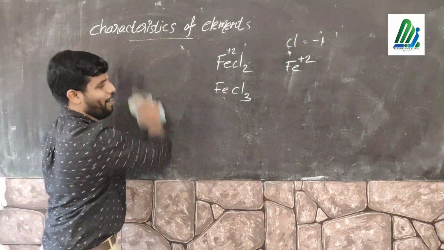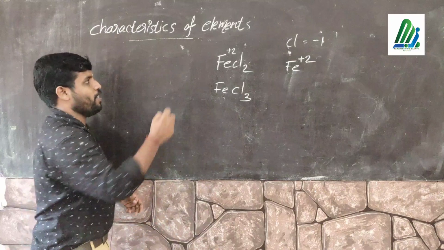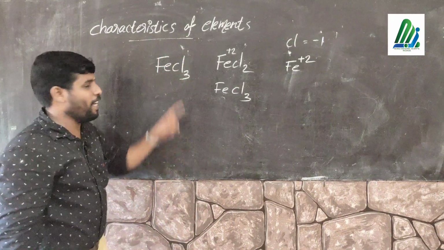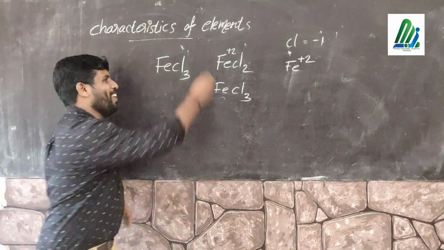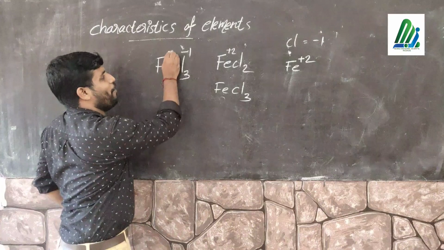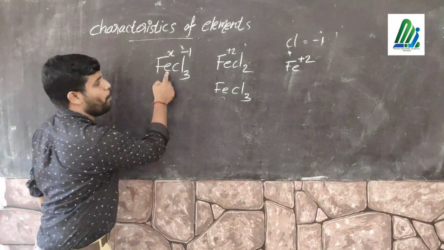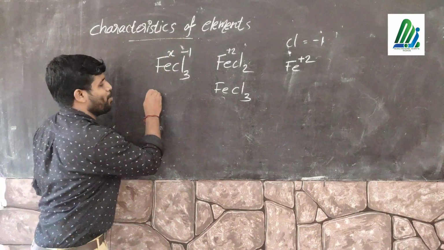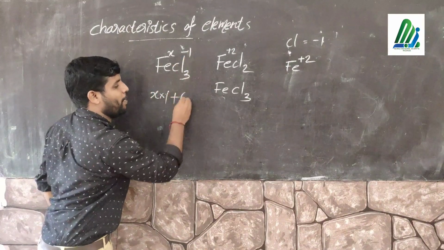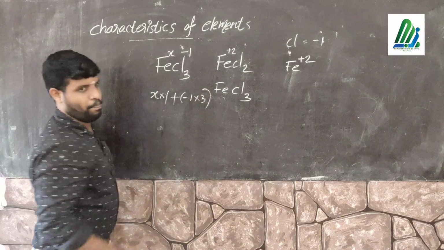FeCl3, ferric chloride. Students, please listen. How do you find the oxidation state of Fe here? For here, chlorine has minus 1. Then we don't know the value of Fe, it is x. How many Fe atoms? Only 1. So x into 1 plus minus 1 into 3.